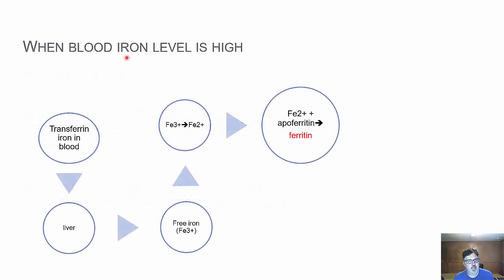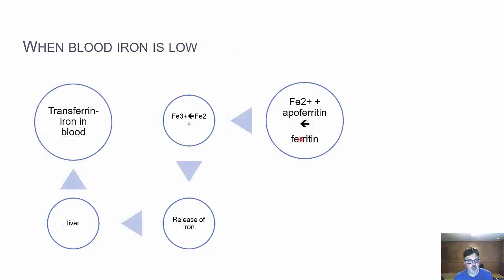So when your blood iron level is high, let's say we have a bunch of extra iron in the blood, well, it's bound to this transferrin molecule here, and it's going to be transported to the liver, and that iron then can be released. And here we see this free iron, the Fe3, this ferric, getting reduced into the Fe2. That will then be bound to our apoferritin to form our ferritin, and this will then be stored in the liver.